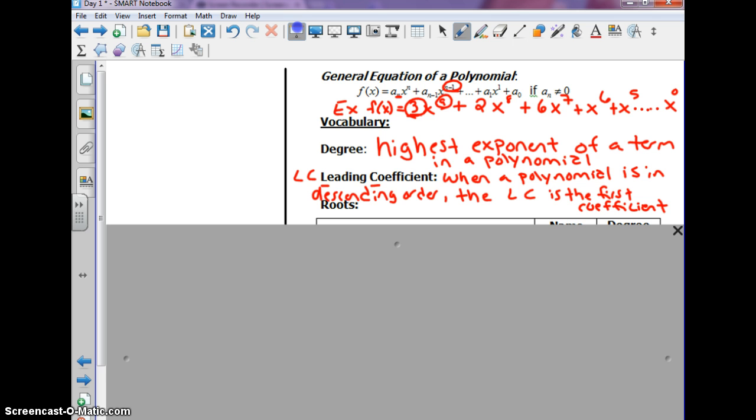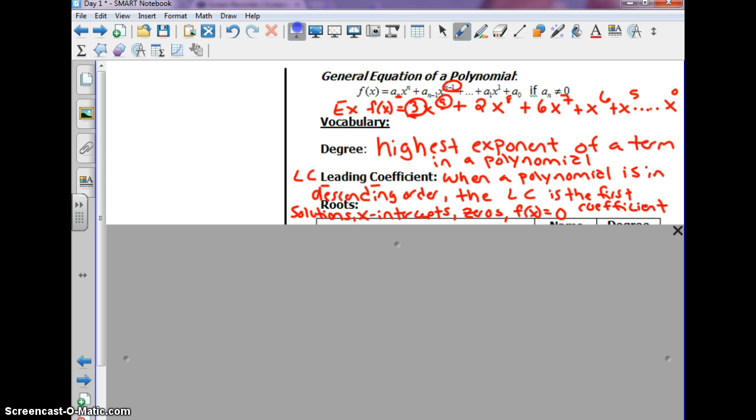And then roots. You guys have seen this word a few times now. Roots are the same thing as the x-intercepts, or the zeros. They are when f of x is equal to 0. It's when you guys cross the x-axis. All right? So zeros, roots, we've also called them solutions. So I'll add that word on here as well.